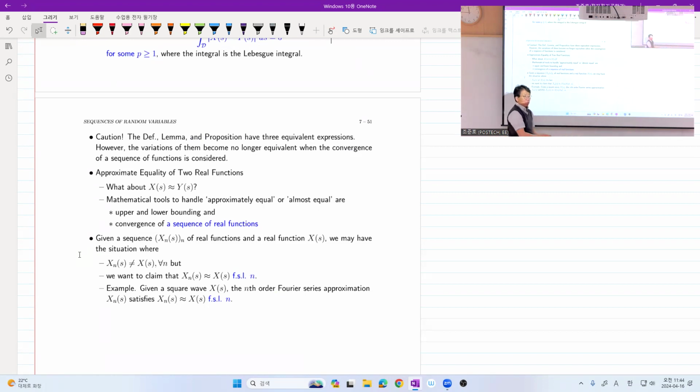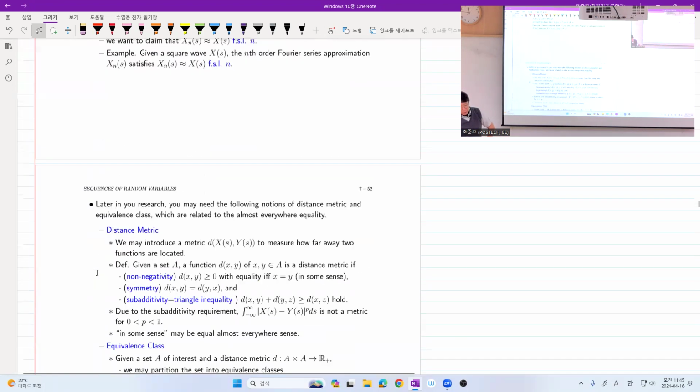Now, we want to define the convergence of a sequence of functions to the target or the limit function. Then, what kind of definition do we need to develop? When we talked about sequences of real numbers, that definition, for every epsilon positive, there exists n of epsilon, blah, blah, blah, was okay. And now, is that enough?